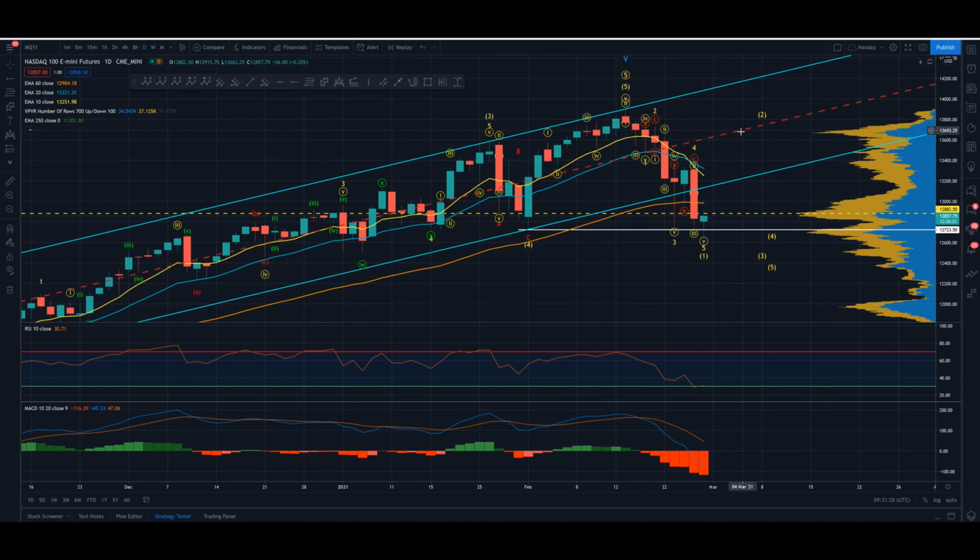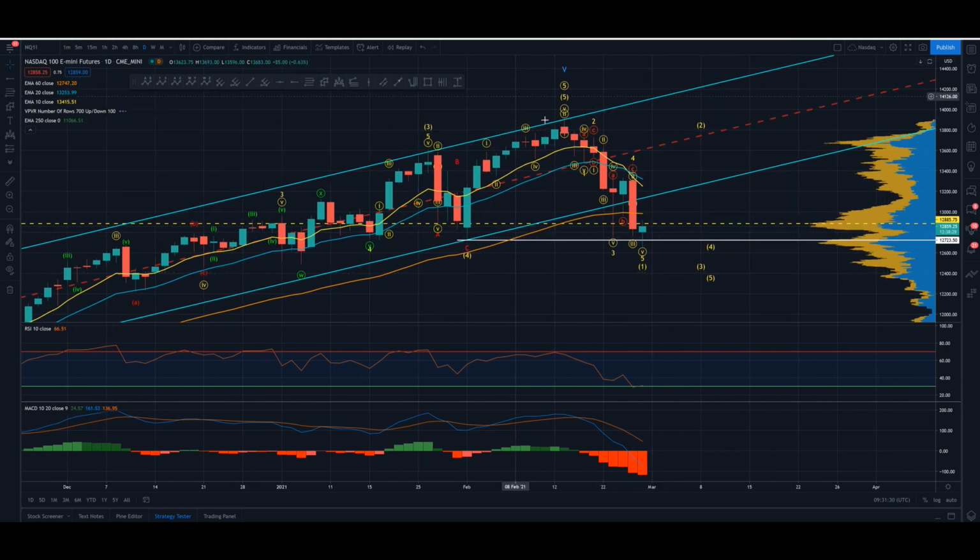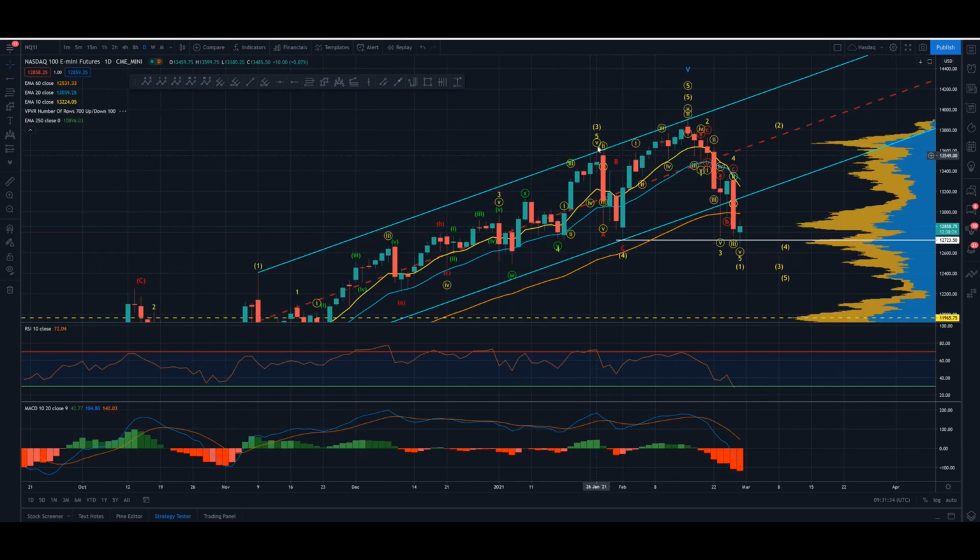If I am, I'd have to go back and adjust the count to make this the correction of a larger wave degree. But it's definitely not a corrective move of this wave degree, because we've taken out our wave 4 low here at 12,723.50. We have wicked through it. And on the daytime, if we're not looking at the futures, if we're looking at the NDX, we've broken this low completely.